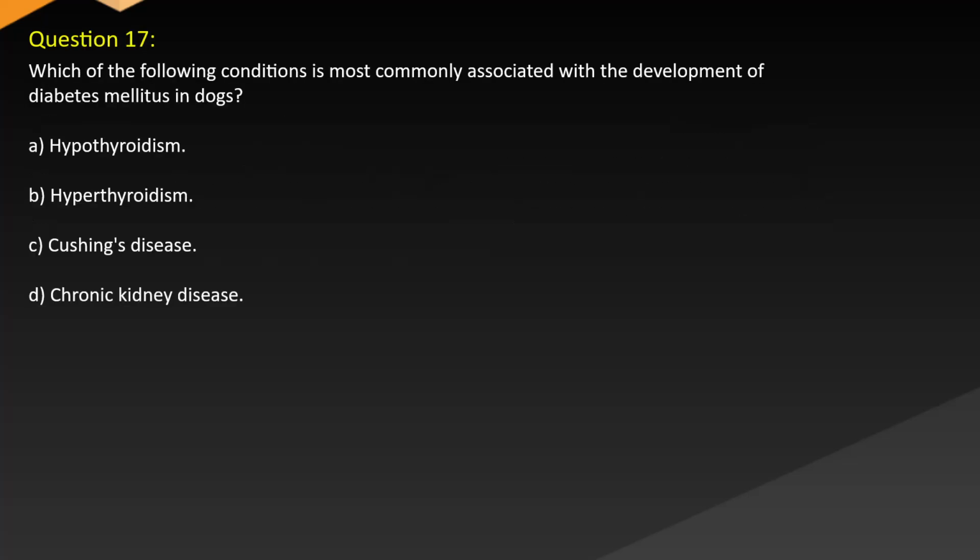Question 17. Which of the following conditions is most commonly associated with the development of diabetes mellitus in dogs? A. Hypothyroidism. B. Hyperthyroidism. C. Cushing's disease. D. Chronic kidney disease.